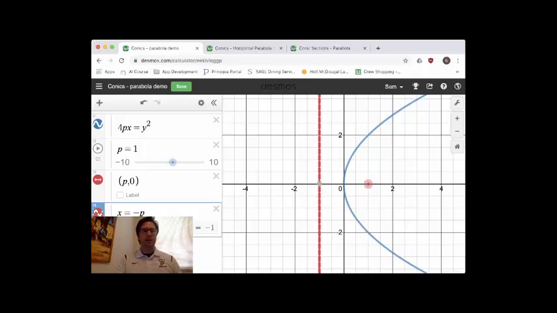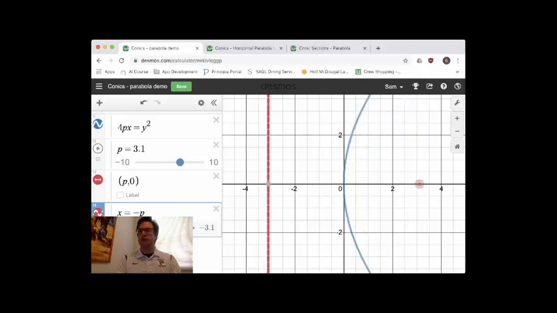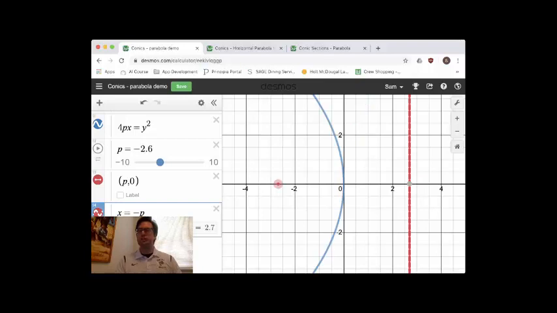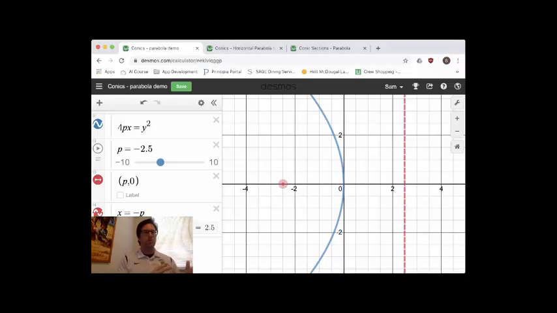And so now we have these horizontal parabolas. They open left or right in this new form. And so you can have this type of parabola as well. So instead of 4py equaling x squared, if you have 4px equaling y squared, same principles, still working the same way, but now we're opening left or right instead of up or down.